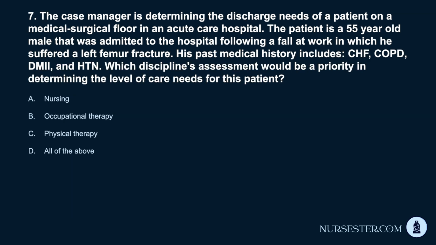7. The case manager is determining the discharge needs of a patient on a medical surgical floor in an acute care hospital. The patient is a 55-year-old male that was admitted to the hospital following a fall at work in which he suffered a left femur fracture. His past medical history includes CHF, COPD, DM1, and HTN. Which discipline's assessment would be a priority in determining the level of care needs for this patient?